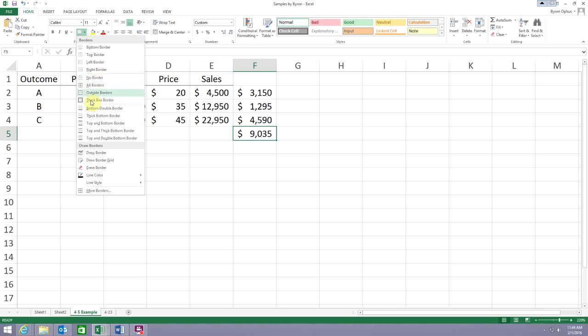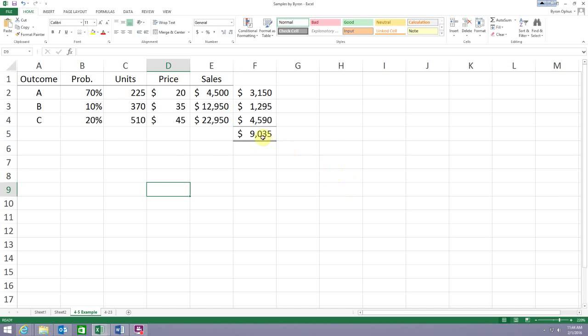Okay, so bottom double border, there we go. That way it looks a little cooler, and I should highlight that. Okay, that goes through all those problems for number 4.